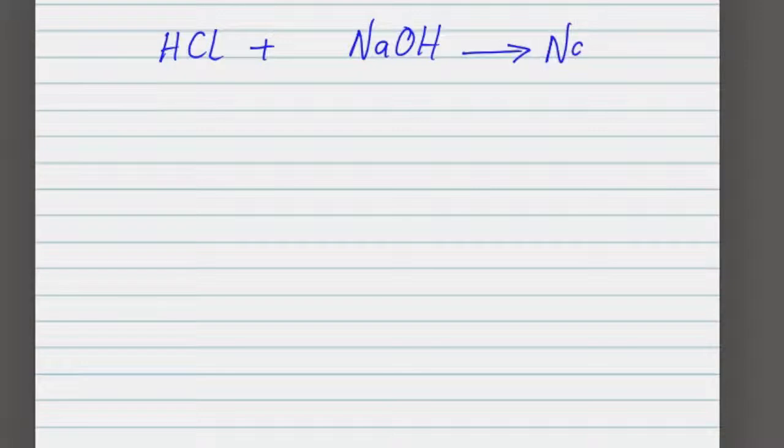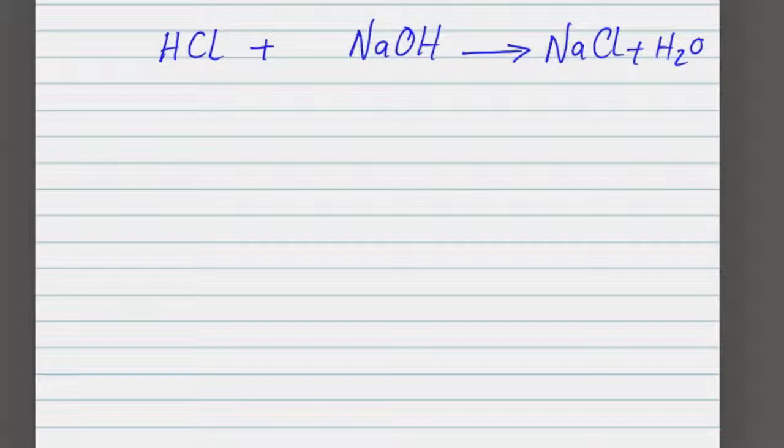Well, let's try this example. If we have a simple example, HCl plus NaOH gives us NaCl plus H2O. Now this is a very familiar equation. Hydrochloric acid, an acid, plus sodium hydroxide, which is a base, gives us sodium chloride plus water.